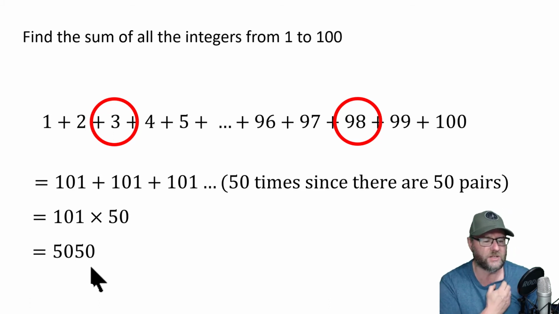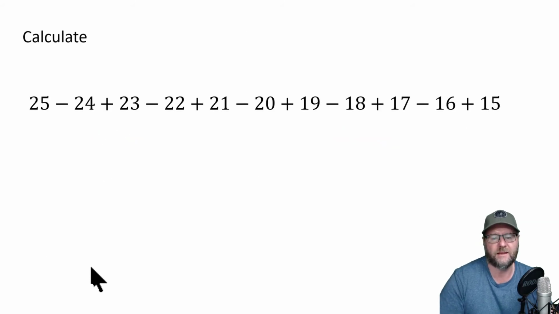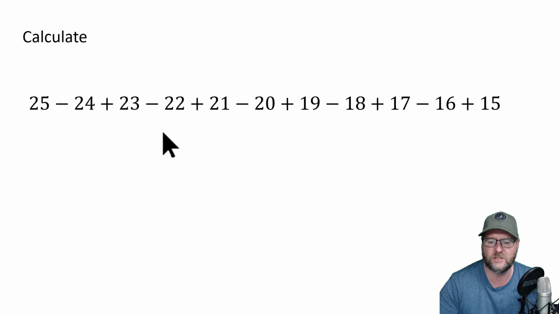So we managed to do all of that by finding a pattern without having to revert to our calculator or even a written algorithm. How about this one? Calculate this sum here. So I've got 25 minus 24 plus 23 minus 22. Hey, same deal. You could go to your calculator, punch it all in, and see what you get. But a much quicker, easier way, because I can see a pattern in those numbers.